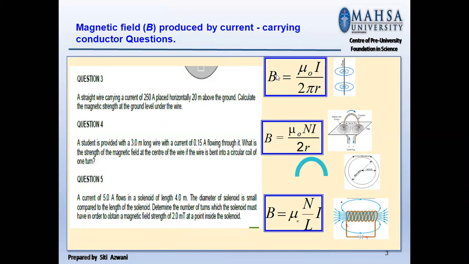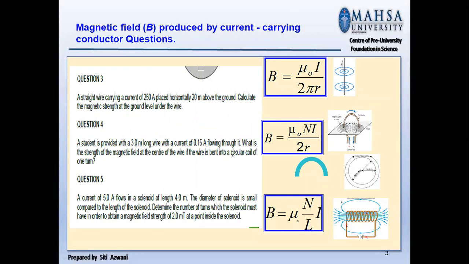So your formula is B equal to mu naught I divided by 2 pi R. Your R is 20 meter here. You want to calculate the magnetic field at your point, and the distance from the center of your wire is 20 meter. This is the value of your current. Next, question 4.